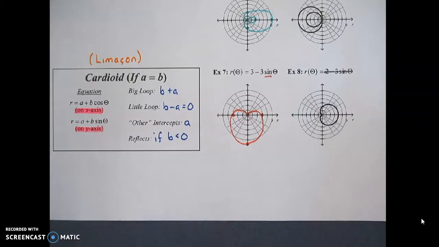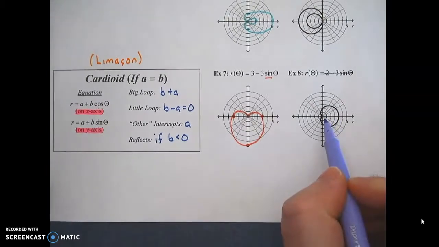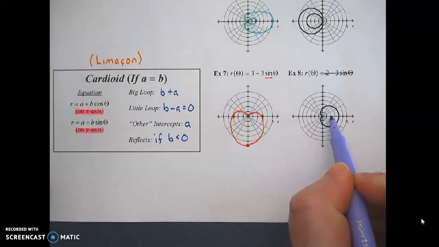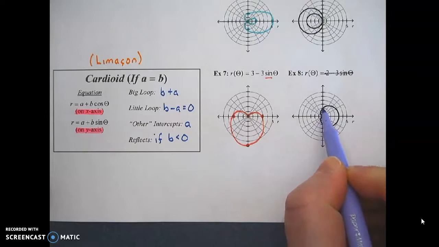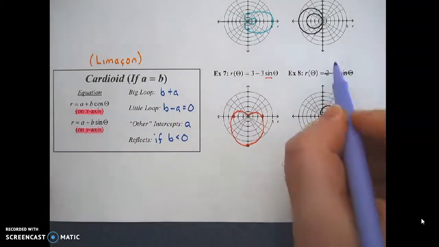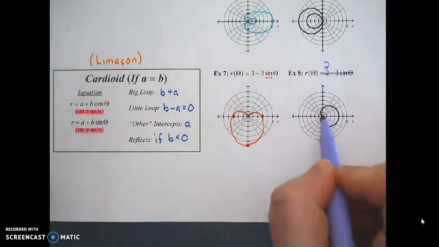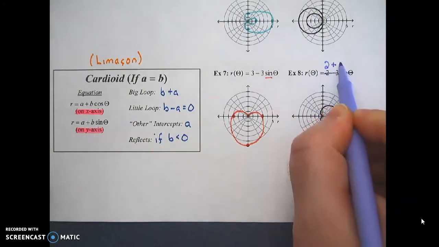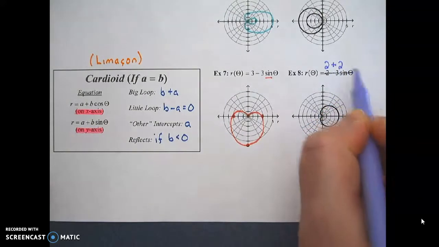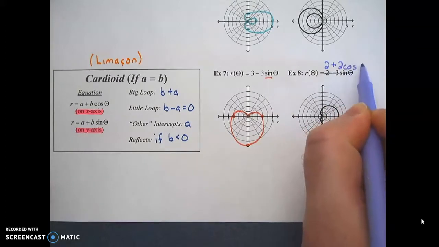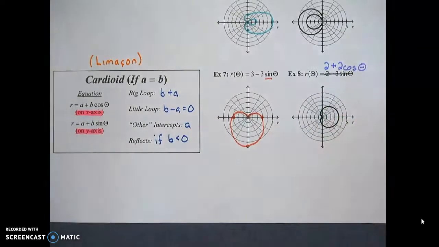All right, let's see how you did. So let's see. I've got to have a big loop, 1, 2, 3, 4. I've got to have a little loop of 0, and also my other intercepts are 2s, so we know it's going to start with a 2. We're going in the positive direction. They got to get to 4. It's on the x, so it's going to be 2 plus 2 cosine of theta.